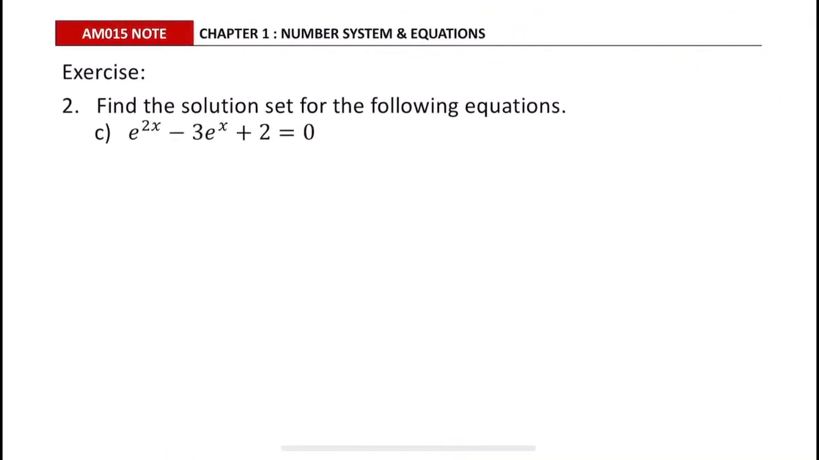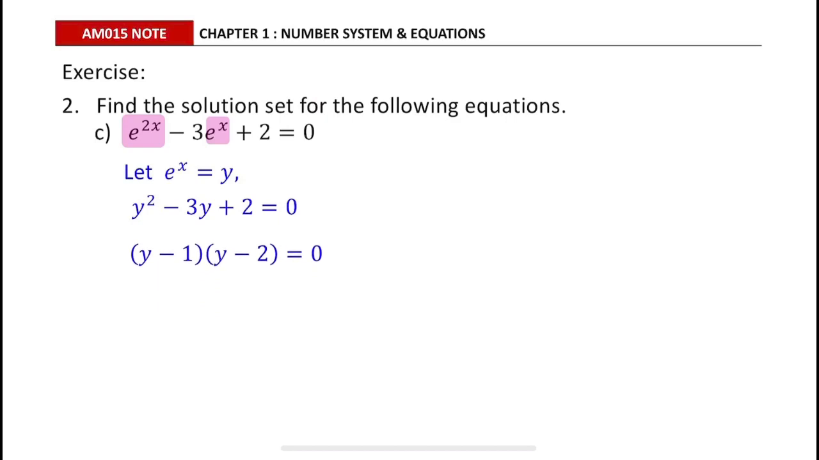For this question, the indices of this equation are exponent 2x and exponent x, and they are already of the same base, and we can directly let exponent x equals to y. Then we will get a quadratic equation in terms of y. Factorize this quadratic equation and we get the value for y. After that, change y back to exponent x.